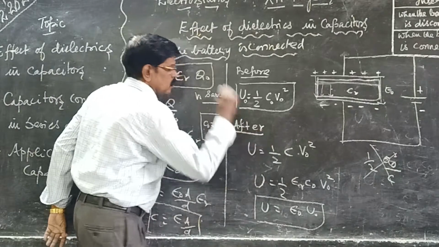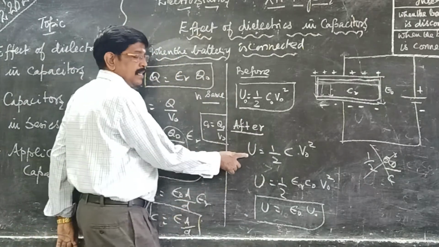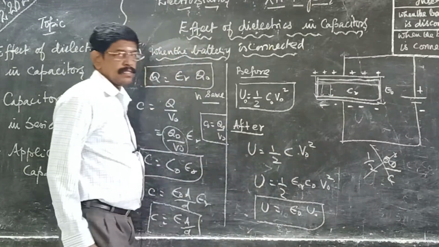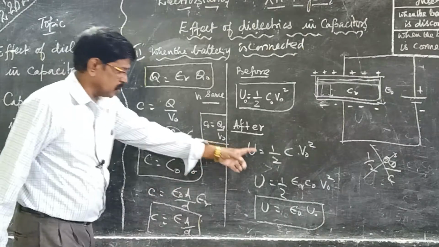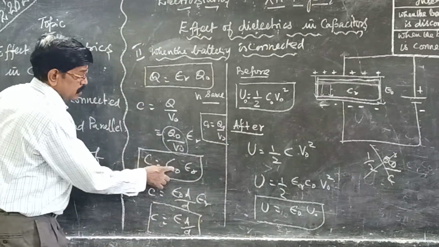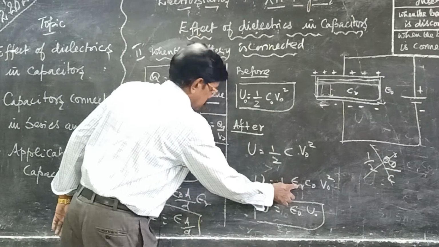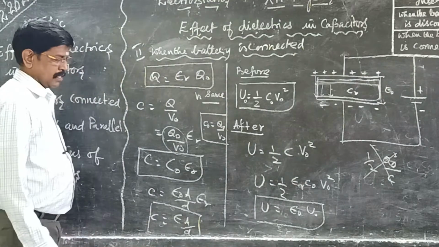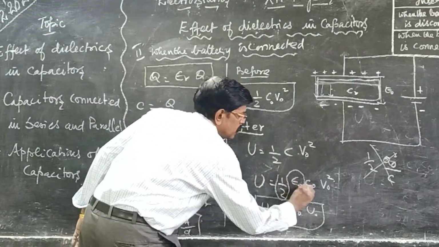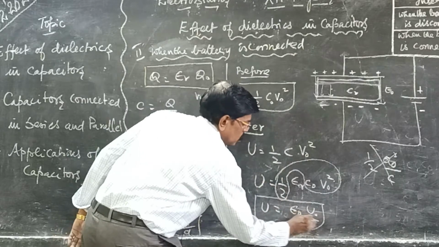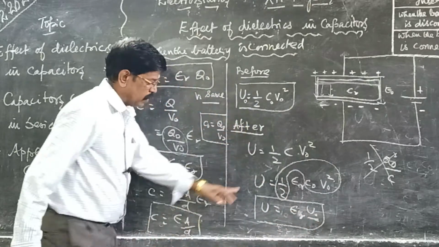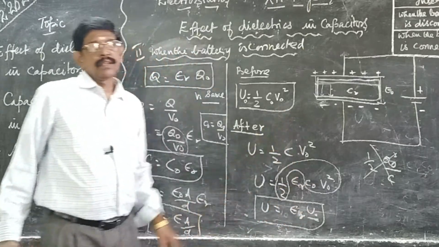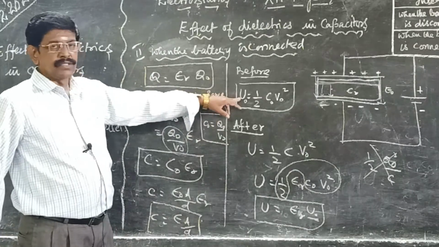Then after the introduction of this dielectric, what is the formula? Let us take the new energy is U equal to 1 by 2 C V naught square, where C is the new capacitance. Substitute this C value here. So what is the C value? C equal to epsilon r C naught. So U equal to 1 by 2 C naught epsilon r V naught square. Combine this: 1 by 2 C naught V naught square is nothing but U naught. So the new energy becomes epsilon r times the original energy, or the energy before insertion.